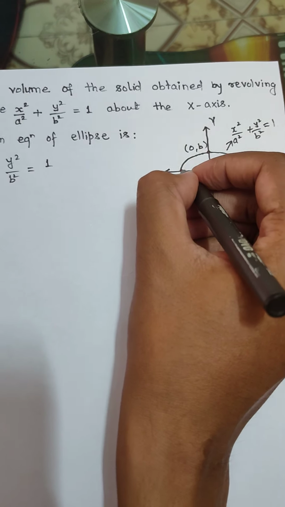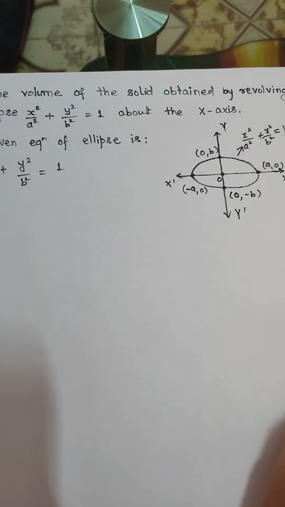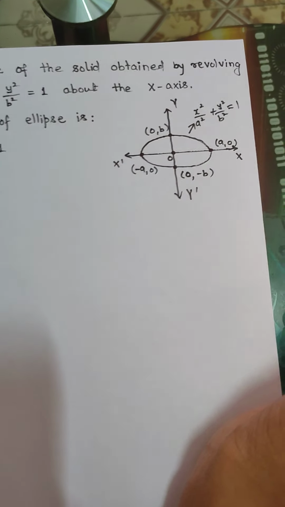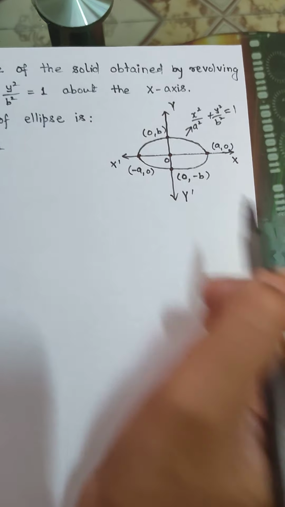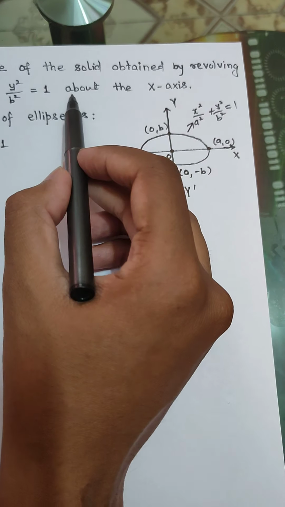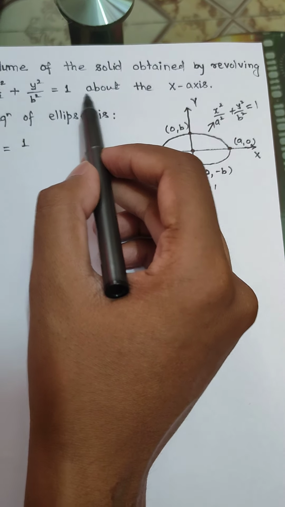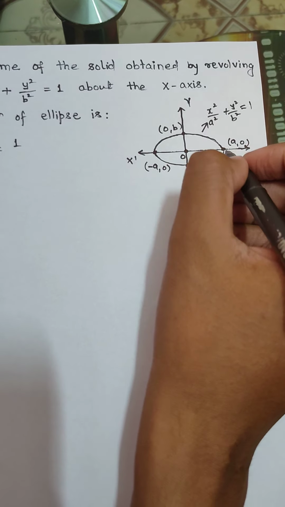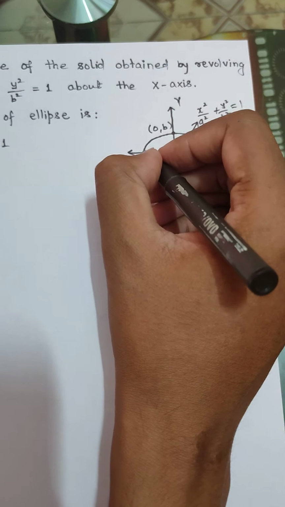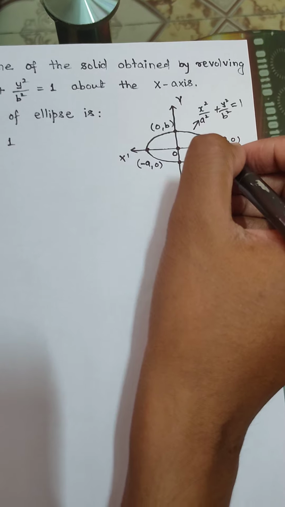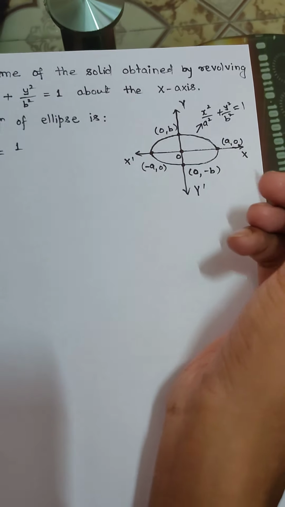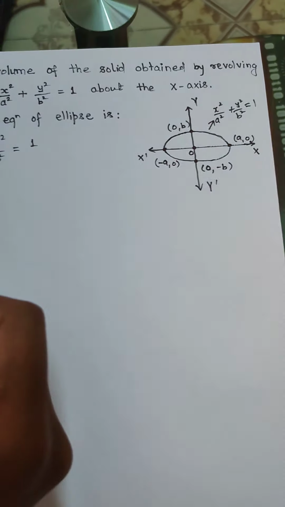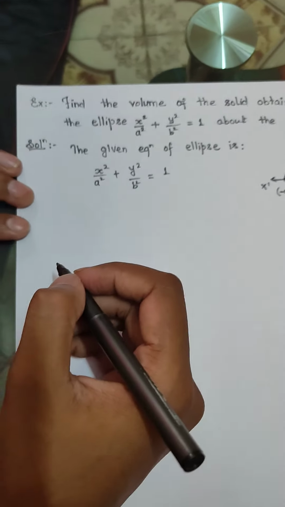This plays a vital role in finding out the volume of the solid generated by revolving a curve. Okay, so this is all done, and as we have to find out the volume about the x-axis, my limits would be minus a to a, or what I can do is 0 to a and multiply it by 2, because the curve is symmetric about the x-axis and y-axis.